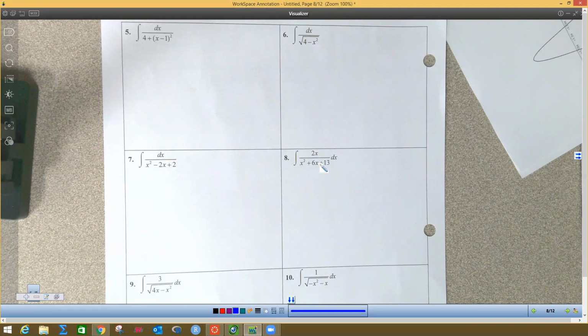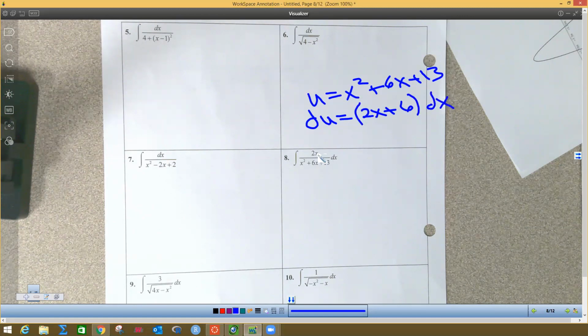So now this one, now see, I'm happy about this, kind of. Because it looks like if I let u be the bottom part, I got a 2x here, right? So let's see what we want to do here. So I'm going to say u equals x squared plus 6x plus 13, which means du is going to equal 2x plus 6. Oh, that kind of stinks. Because I don't have a plus 6 there, do I? I just got a 2x.